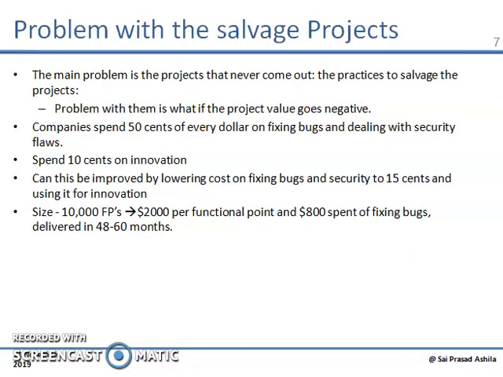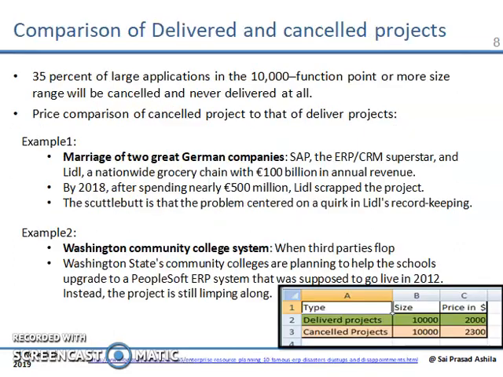The problems with projects. Projects get initiated and work through some phases, and then they find the project is of no use, and they salvage the project. The main problem with salvaging projects is that the company spends 50 cents of each dollar on fixing bugs and dealing with security, and even after that, these projects don't come out. This can be improved by lowering the cost of fixing bugs and security to 15 cents and using the rest for innovation.